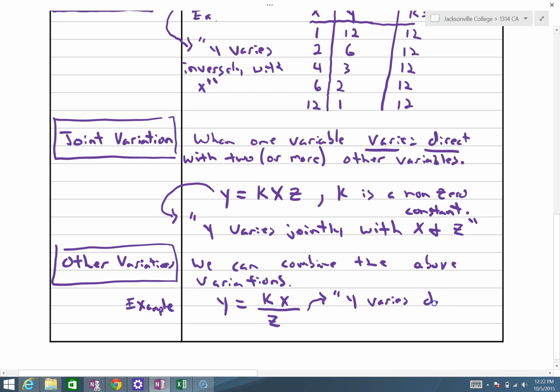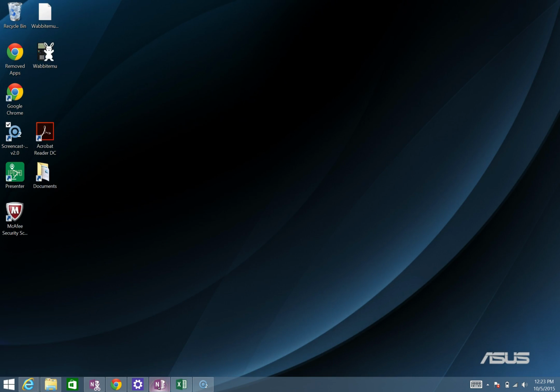Y varies directly with x and inversely with z. So we can combine this direct and inverse at the same time. When it's in the denominator, it's an inverse. When it's in the numerator, it is direct. All right, I'm going to skip directly into some example problems from our XYZ.